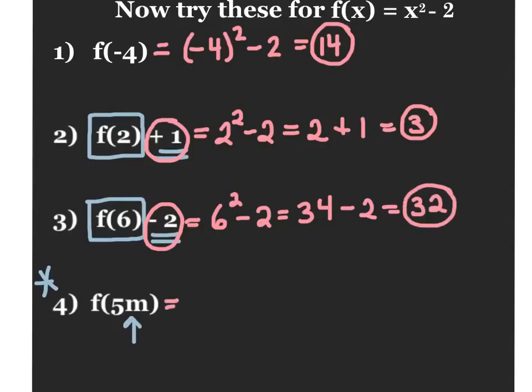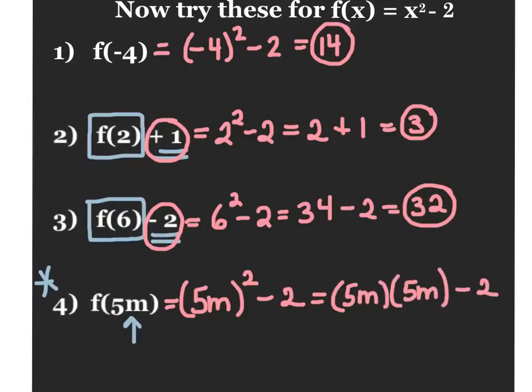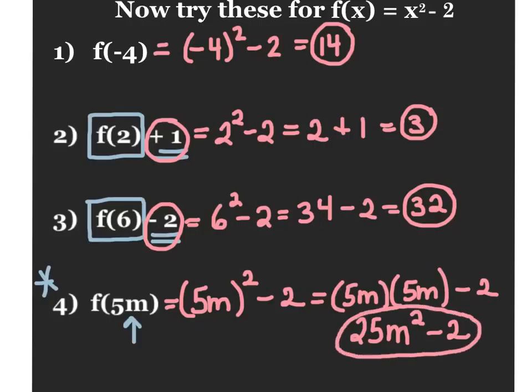Okay, now the last one. We need to plug in 5m where the x is in our function. And now what we're going to do is we're going to simplify this. So 5m to the second power really means 5m times 5m. 5m times 5m is 25m squared, and then I have the minus 2. I cannot simplify this any farther though because the 2 doesn't also have an m squared. So my answer is just a simplified expression, 25m squared minus 2.